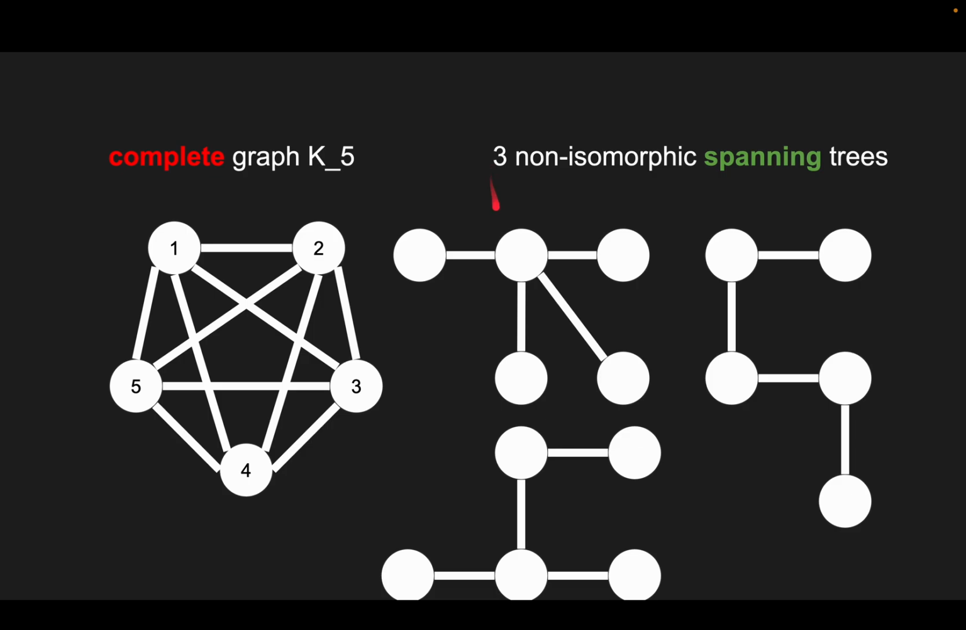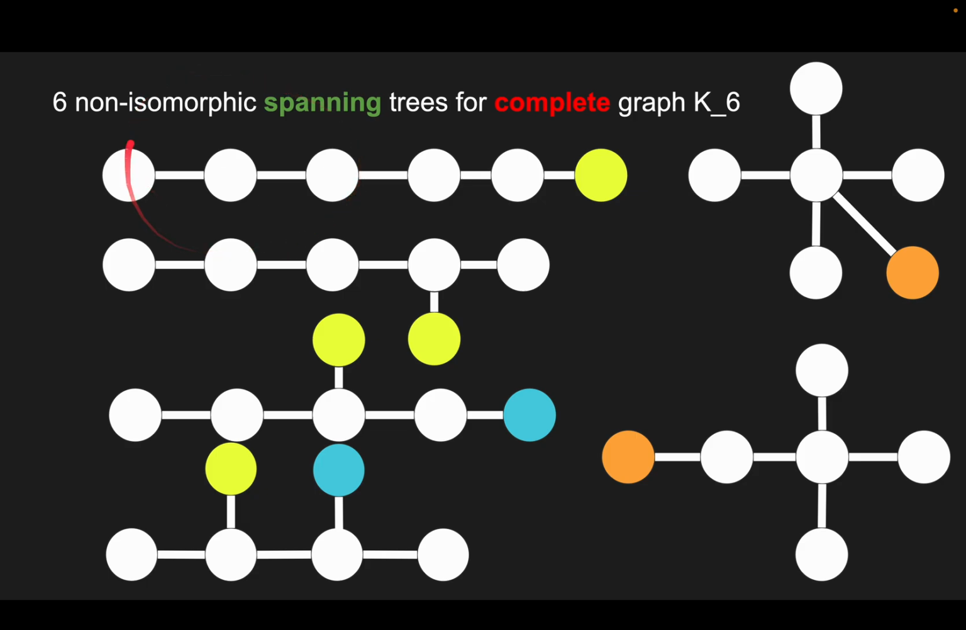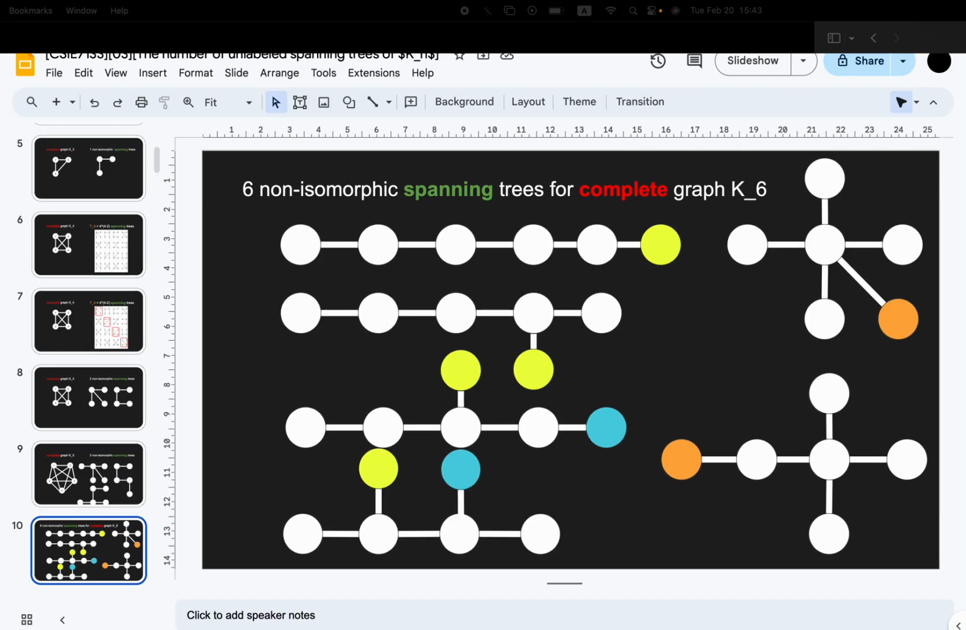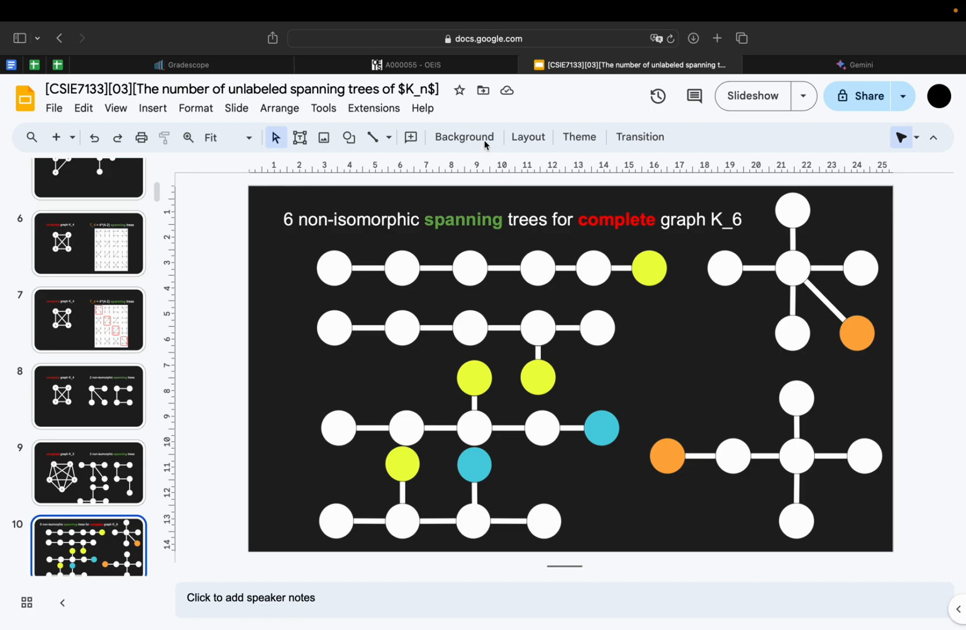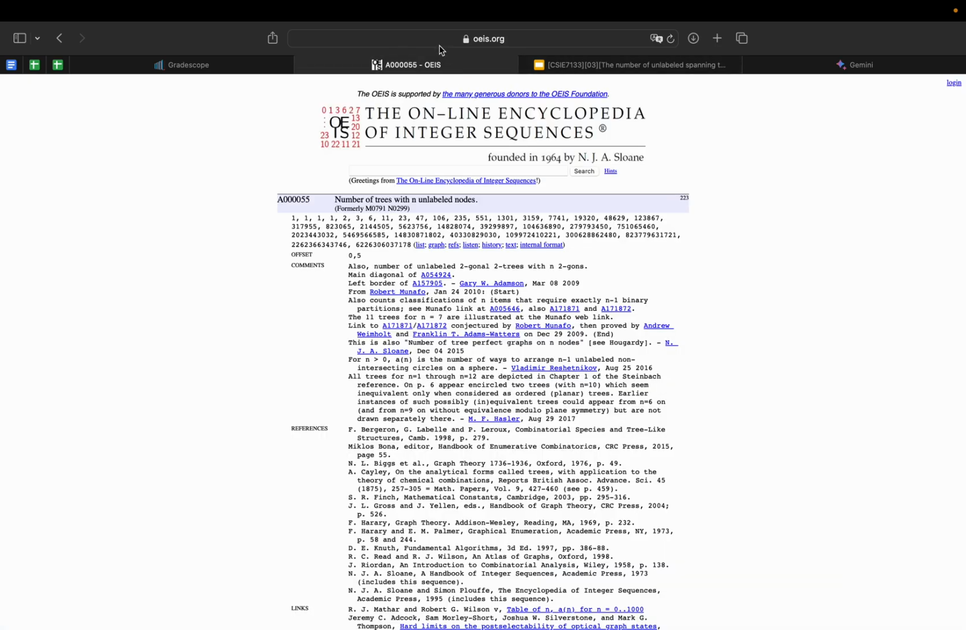For K5, the number of non-isomorphic trees is 3, and for K6 there are 6 non-isomorphic spanning trees, and the numbers are listed here.